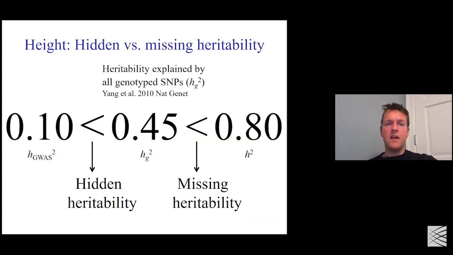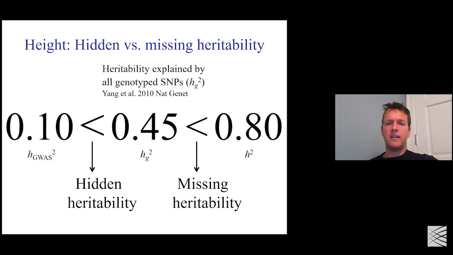And I like to use the terminology hidden heritability, as do others, to explain this gap between H squared GWAS and H squared G. So that heritability, we know it's there. We know it's in those SNPs. We just don't know which SNPs it is because we don't have enough sample size to do an infinitely powered GWAS to figure out which are all the causal SNPs in the genome. But we know that heritability is there. It's just kind of hiding.